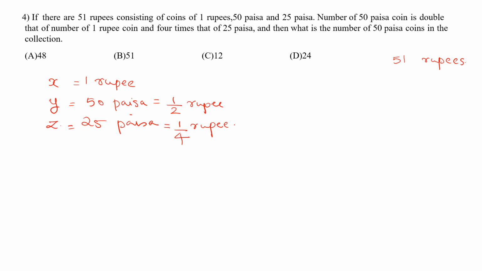Okay, then it is said that the number of 50 paisa coins is double that of 1 rupee coins, that is, the number of 50 paisa coins, that is y, is double that of 1 rupee coins, that is, y is equal to 2x.